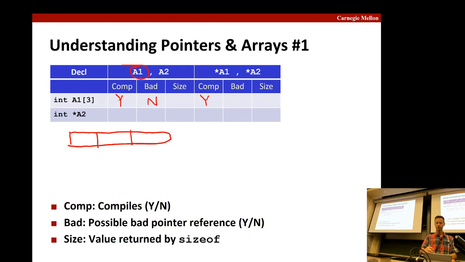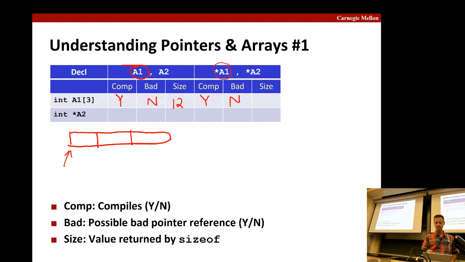And what if you reference through A1? Well, that's just another way of referencing the start of the array, so that's fine as well. What about the size? If I say sizeof A1, what are we going to get? Right. If the size of an int is 4 bytes, we'll get 12. What about the size of this item here? 4. And everything in this class is on a 64-bit architecture.